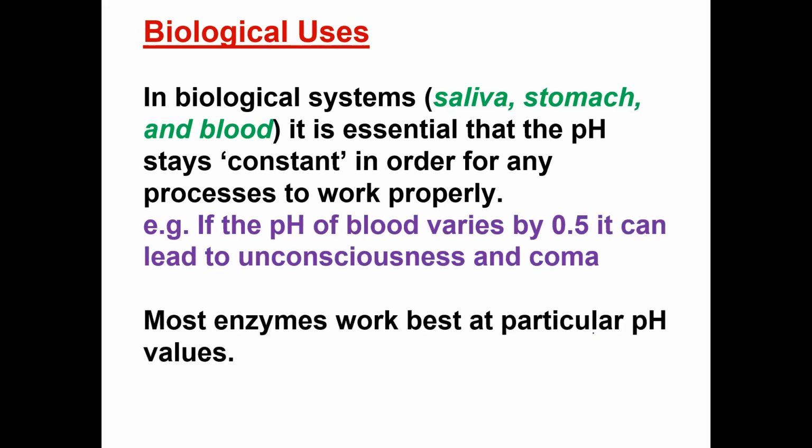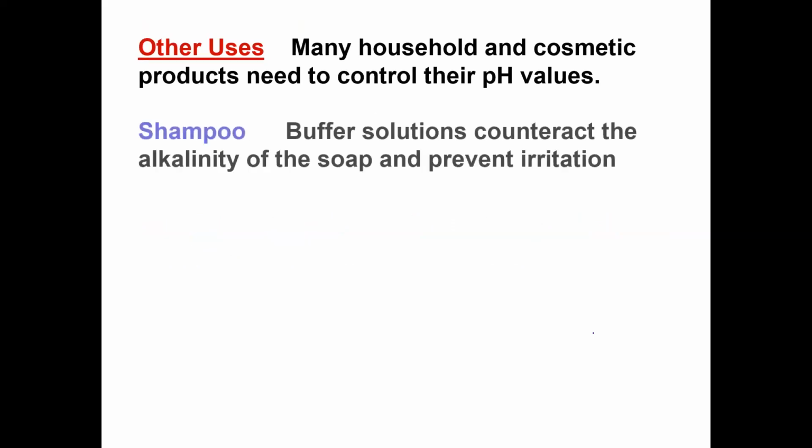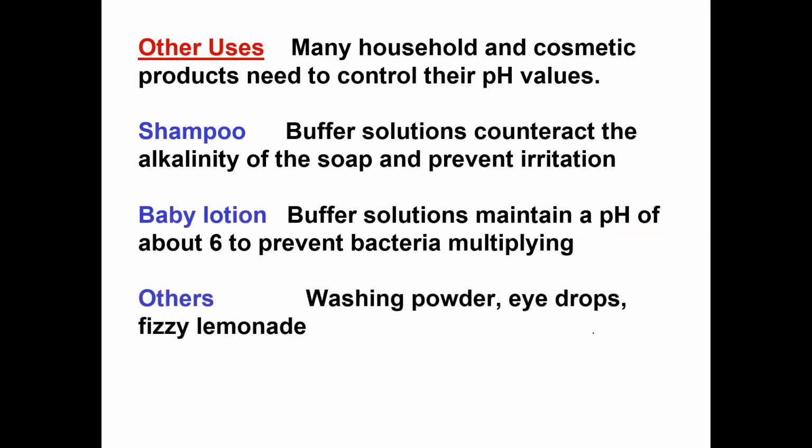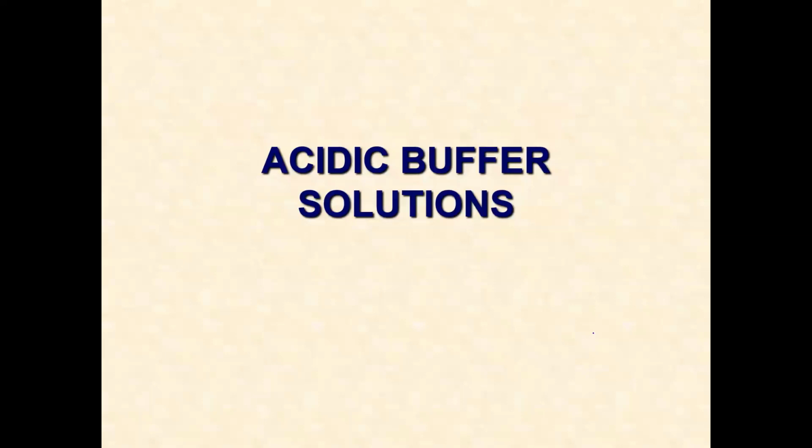If the pH of blood varies by 0.5, it can lead to unconsciousness and coma. Most enzymes work best at particular pH. These are all biological details, and none of the details are needed apart from only the connection: that pH is important for the majority of living system reactions. Other uses, yes. Many household and cosmetic products need to control the pH. Shampoos are there, baby lotions are there, others, washing powder, eye drops, and other products are there.